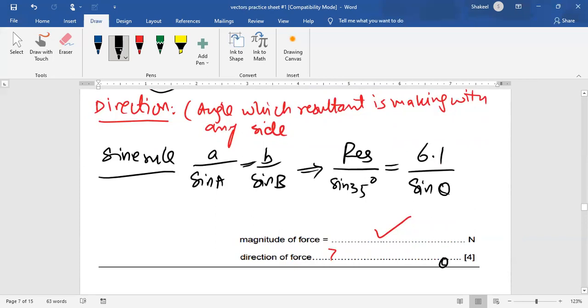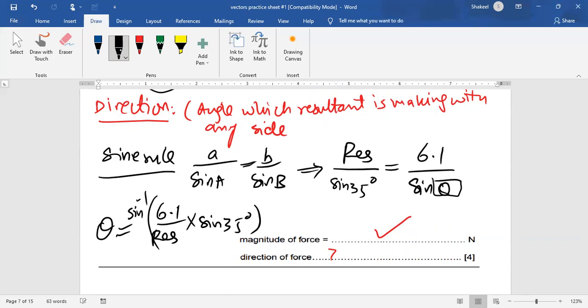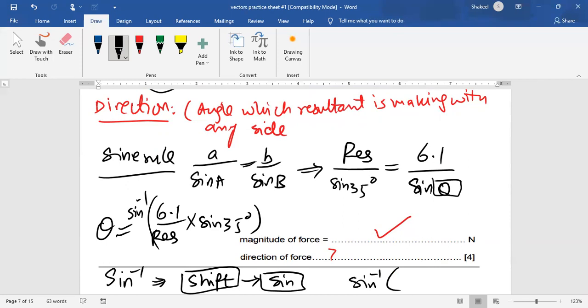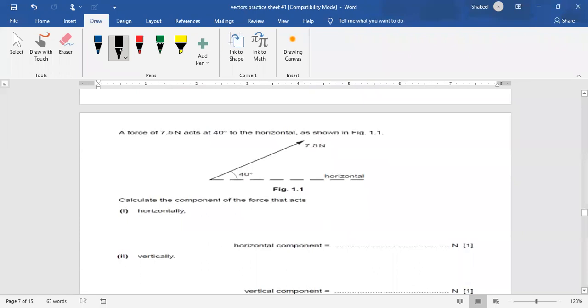So after calculating this, you can find the value of theta, right? So theta will be 6.1 over your resultant value into sin 35, and then you will take sine inverse. You'll simply put it in the calculator. The sine inverse is basically when you press the shift button on the calculator, after that you press sine, so it will be sine inverse, and then you will be putting all the values over there.